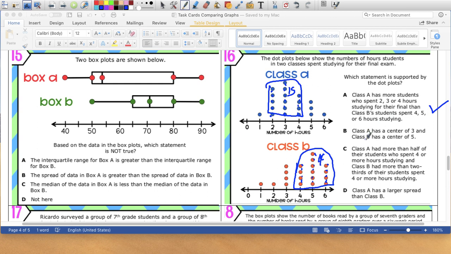So Class A has a center of 3. Yeah. Class B has a center of 5. Oh, I don't know if that's true. So let's see. You're going to have 4. This is 4.5.